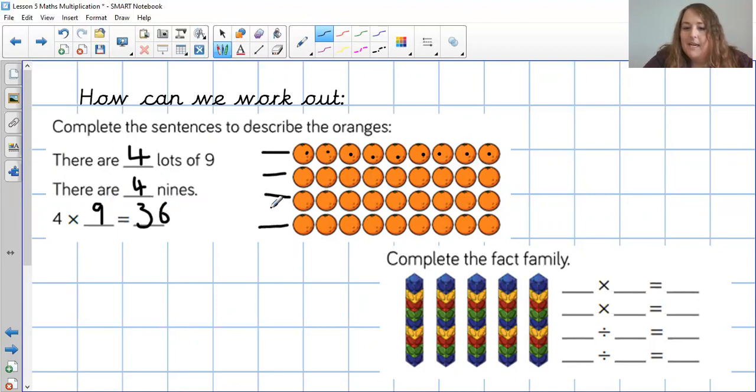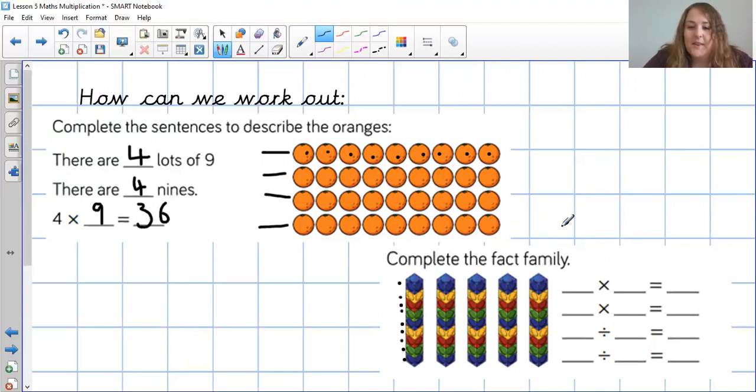Okay, this fact family down here. There are 1, 2, 3, 4, 5, 6, 7, 8, 9. And there are 5 rows this time. I'm going to ask you to pause the video here and to have a go at the fact family for 5 groups of 9s and see if you can do all 4 facts.